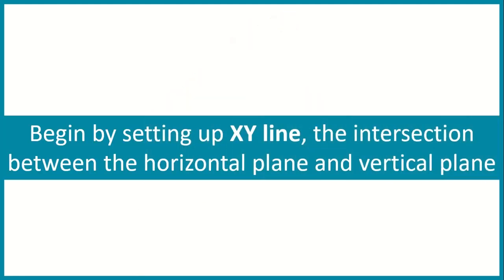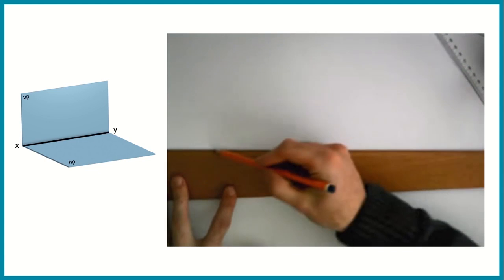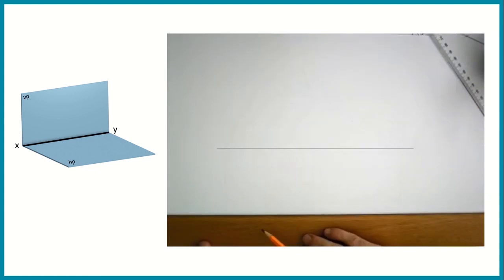The first thing to do with an orthographic drawing is to set up your XY line. And of course, as we've seen before, the XY line represents the intersection between the horizontal plane and the vertical plane. So we do this on our drawing sheet, like so.